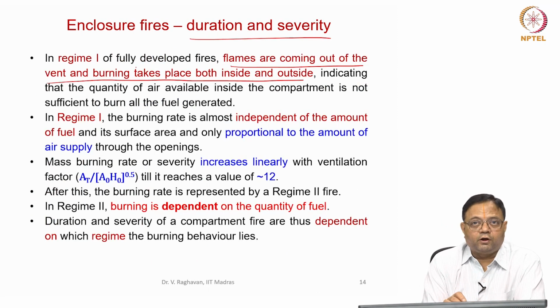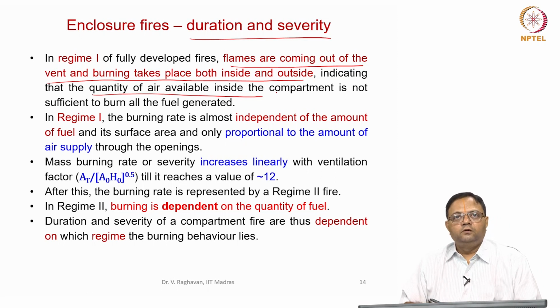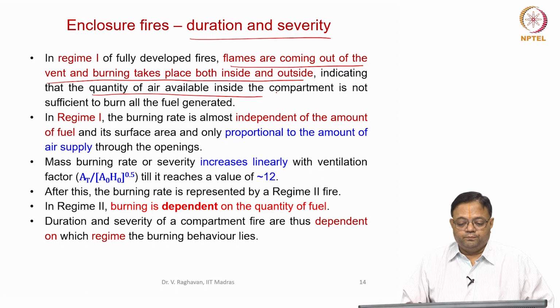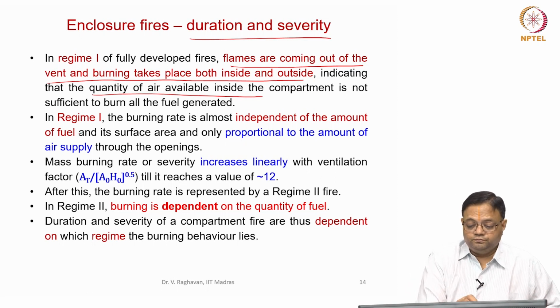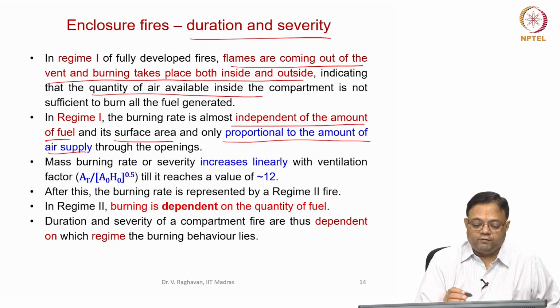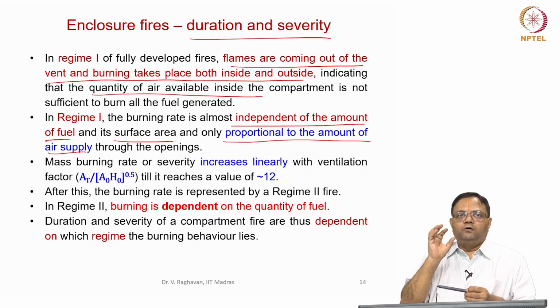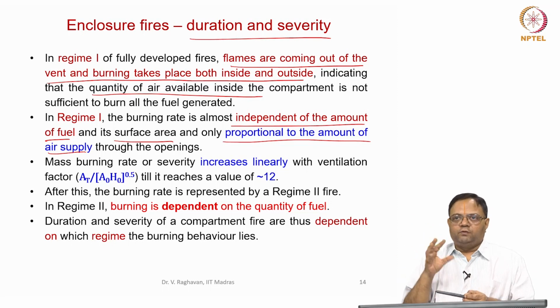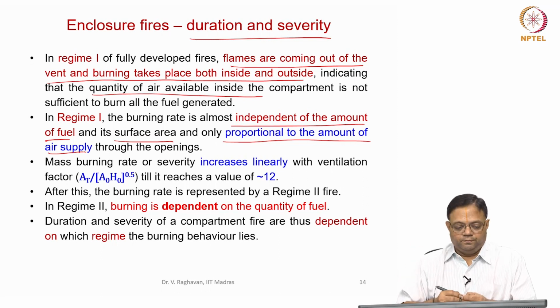Correct. Basically, we are talking about the fully developed fires. Now, this indicates that the quantity of air available inside the compartment is not sufficient. Oxygen is going to limit the burning rate. Again in regime 1, the burning rate is almost independent of the amount of fuel and its surface area, and only proportional to the amount of air supply. Obviously, because of the diffusion flame, fuel air mixing is very critical. If one of the components is affected, then the burning rate will be affected.